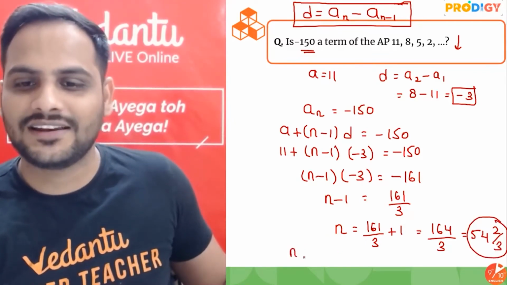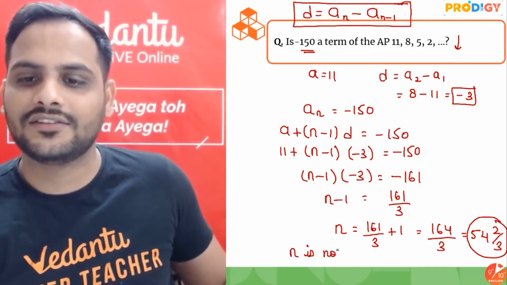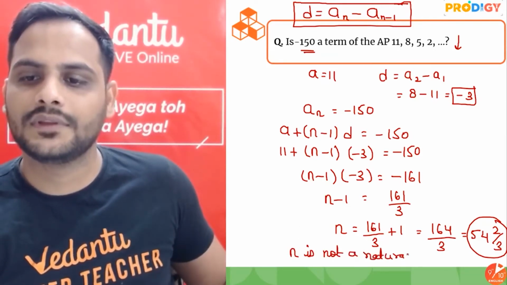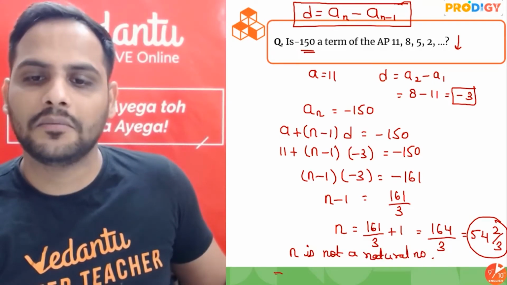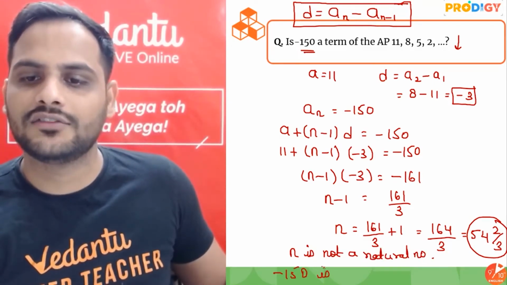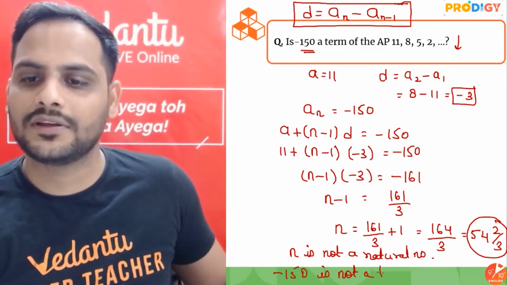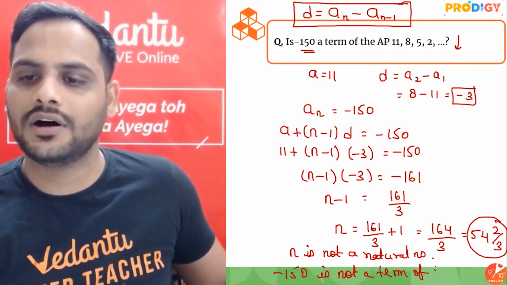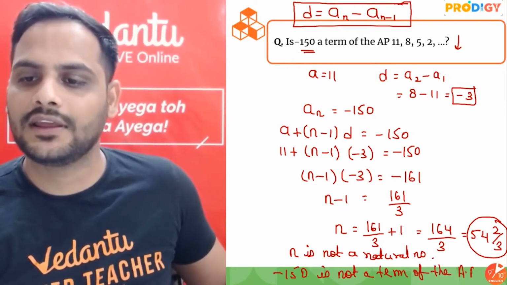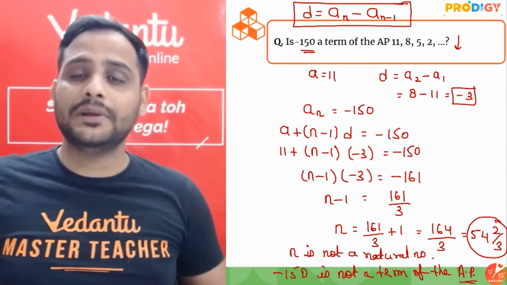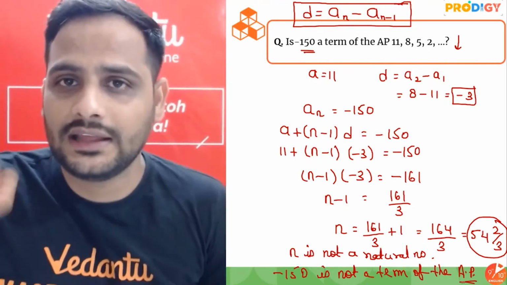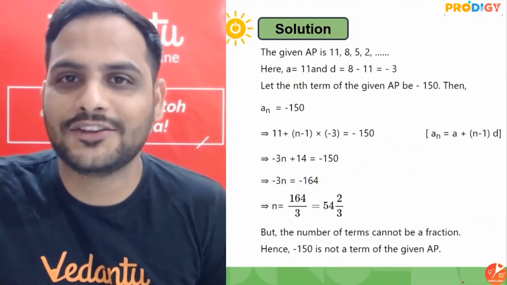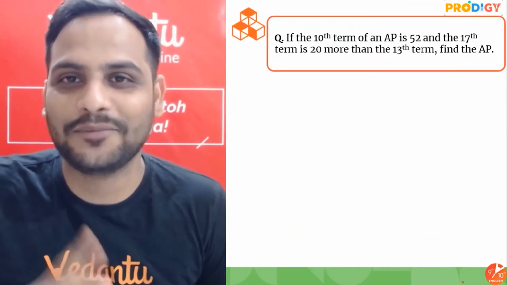So I can clearly say, since n is not a natural number, minus 150 is not a term of the given AP. Simple. So very important thing, beta: n must be a natural number. ठीक है, very important term.